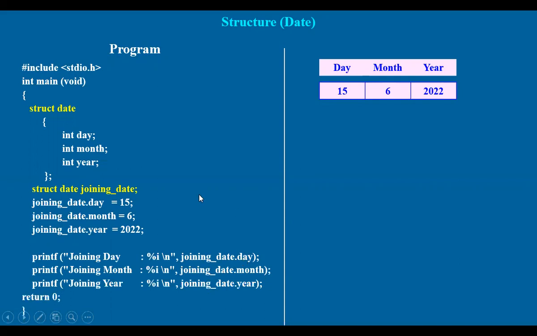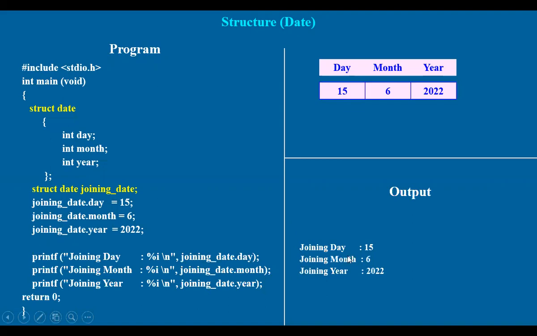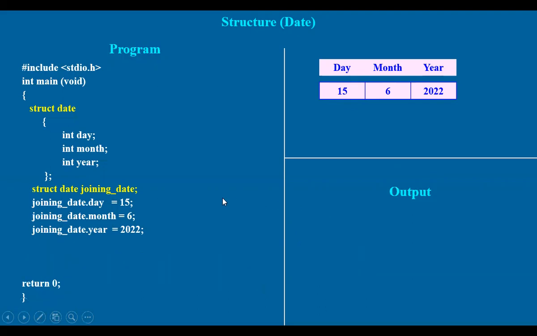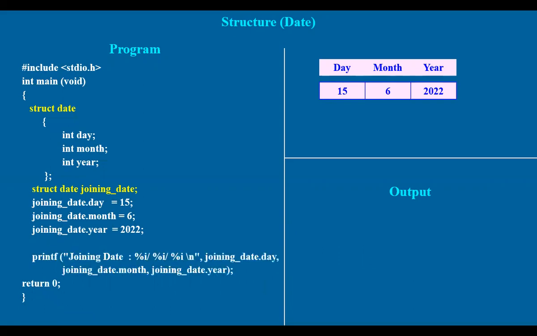Close the program and now compile and run it. Now you get the output as joining day, because we have given each field separately in its own printf statement. All the three fields are displayed separately: 15, 6, 2022. Suppose I don't want to display it like this. I want to display it in our custom notation.